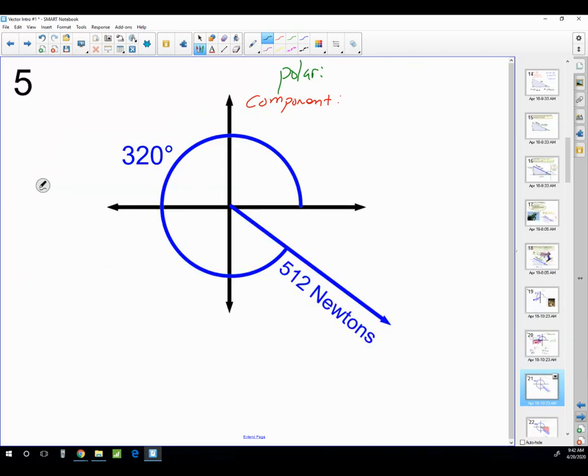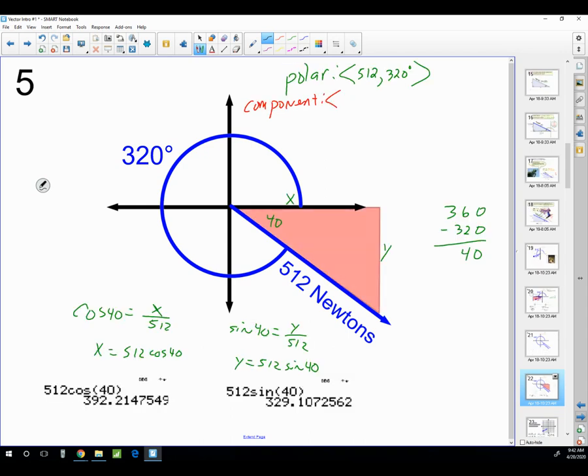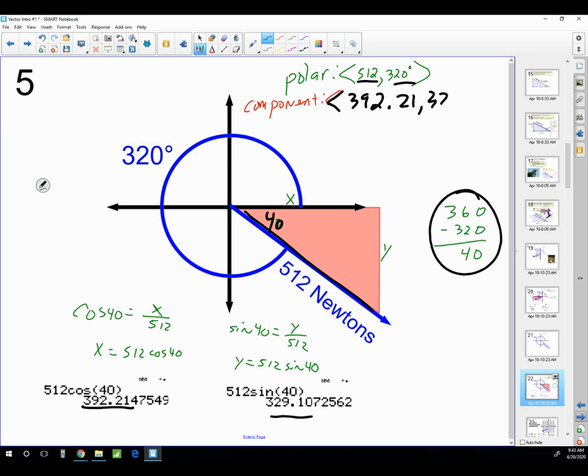Again, pause the video, see if you can come up with the polar and component rectangular forms or component form. All right, it is a polar vector, so the magnitude is the hypotenuse, which is 512, and the direction is 320. We get that 40-degree angle right here by subtracting 320 from 360, and we get an x component of 392.21 and a y component of 329.11. And then we need to see that this thing's going right. So the x component is positive and down, the y component is negative.